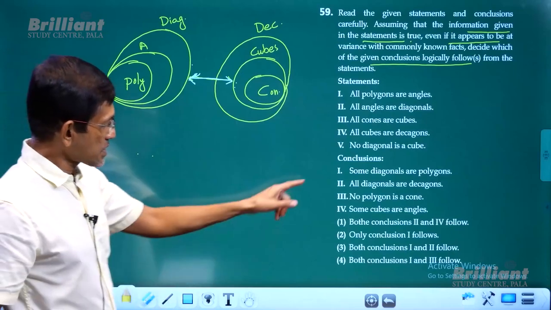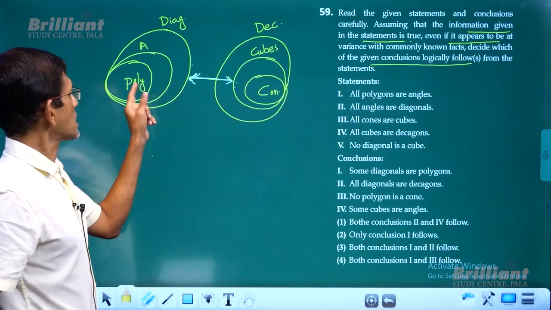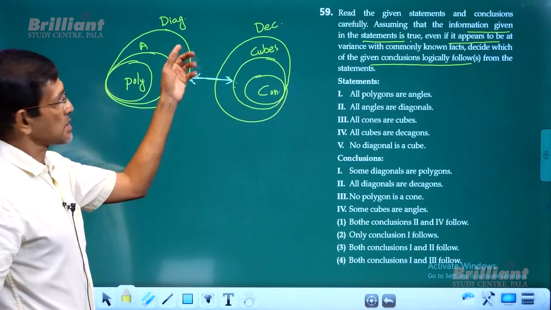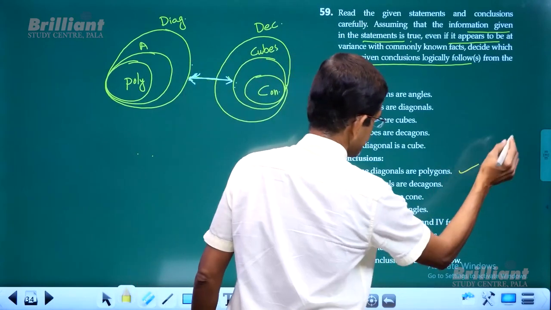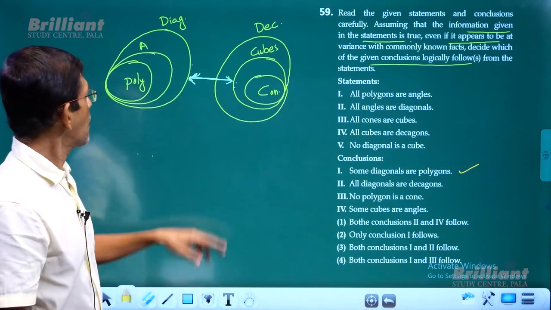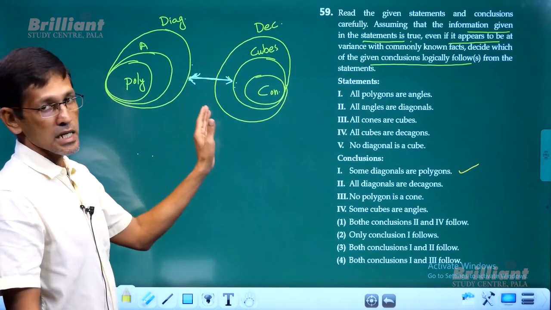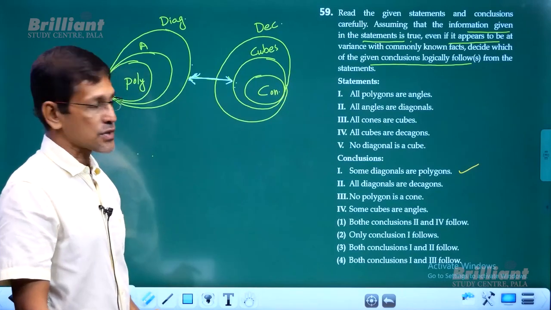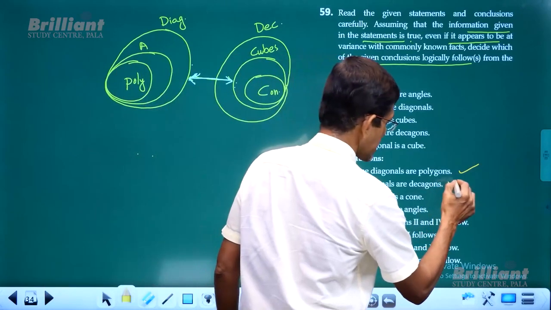The first conclusion: some diagonals are polygons. Actually, all polygons are inside diagonals. That means some of the diagonals are definitely polygons. So the first one follows. Second conclusion: all diagonals are decagons. There is no intersection between diagonal and decagon in the diagram we have drawn according to the statements. So all diagonals are decagons is invalid, so it doesn't follow.